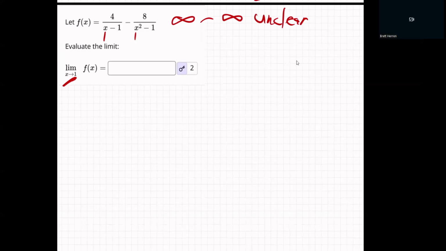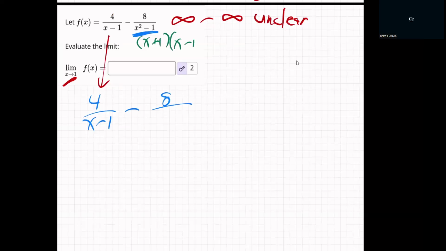What can we do? Common denominator. Well, we should begin by factoring, actually. So let's do this. Bring this on down here. This is going to be 4 over x minus 1. This guy I'm going to factor. That's x plus 1, x minus 1.